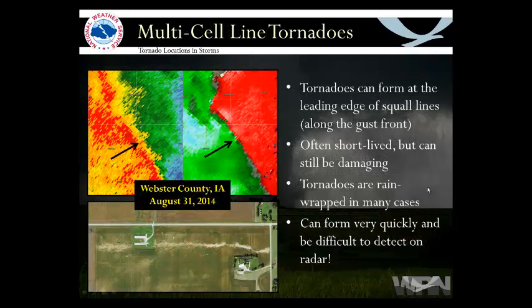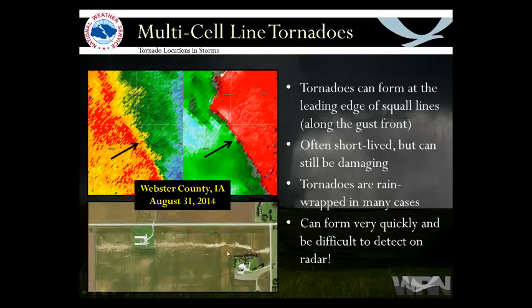We can have multi-cell lines produce tornadoes. They're often smaller and faster moving. They can form at the leading edge of a squall line along the gust front, often short-lived, but can still be damaging. These tornadoes are often rain-wrapped and very difficult for spotters to see. They can come and go very quickly as well, so they're very difficult to warn for and detect on radar. Even after the fact, spotter information is great if the storm's coming past.